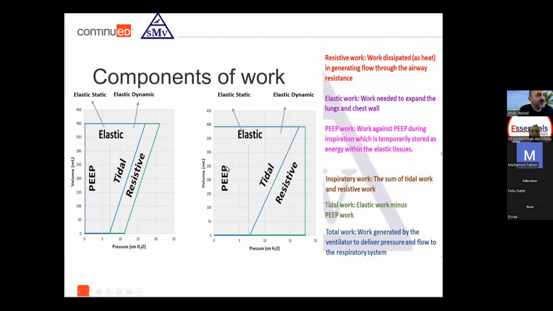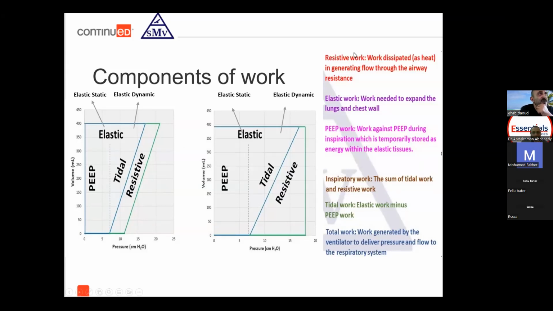It's the elastic part to overcome the PEEP and the tidal work. And on the right here, the resistive. So just by looking between the curves on the volume controlled modes here on the left and on the pressure controlled mode, you can see that for the same volume, same pressures, same tidal volumes, same airway pressures, the area under the curve in pressure controlled modes is bigger. So immediately we know that pressure controlled modes give higher mechanical power than volume controlled modes.